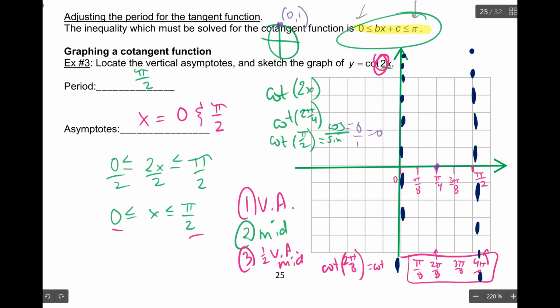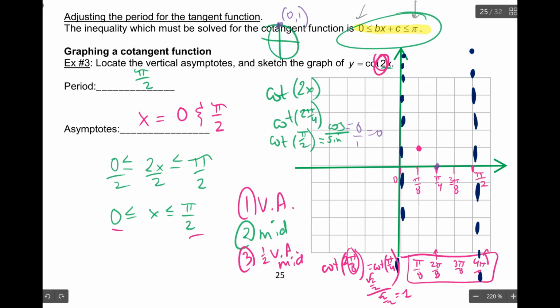So this will be cotangent of pi over 4. Well, at pi over 4, sine and cosine are the exact same values. So this means it's going to be square root 2 over 2 divided by square root 2 over 2, which is 1. So at pi over 8, we have a value of 1.